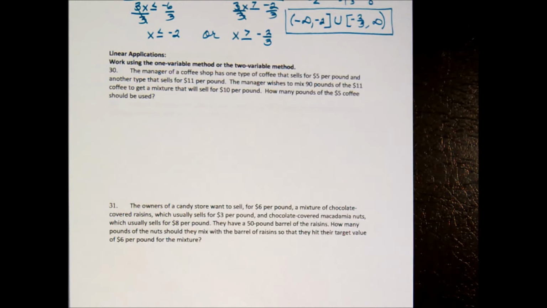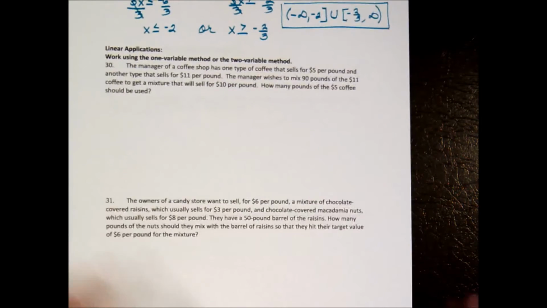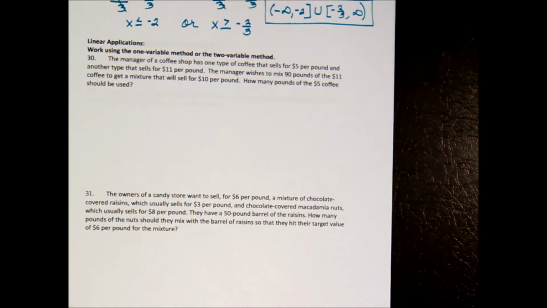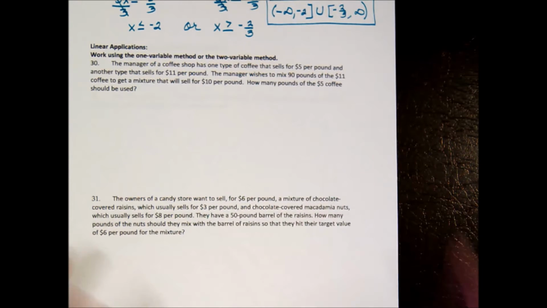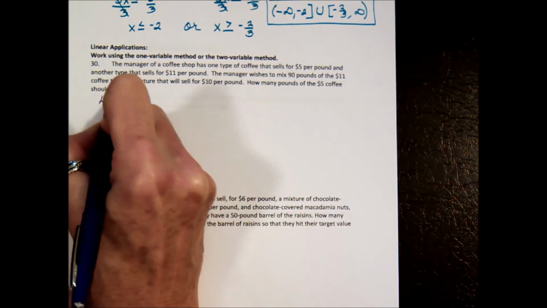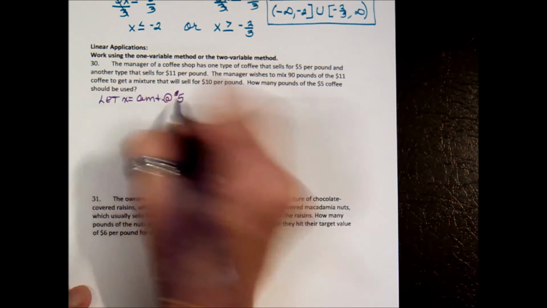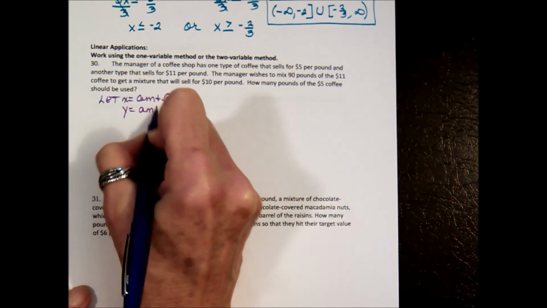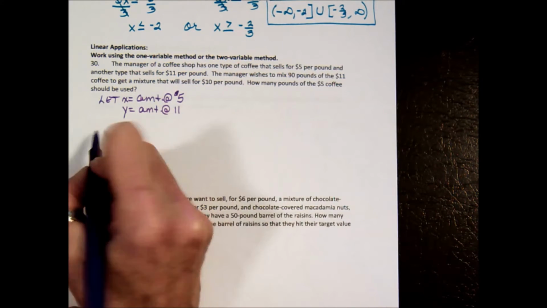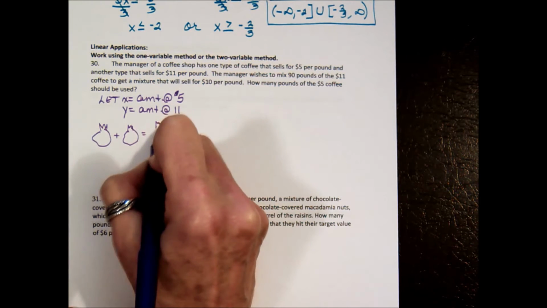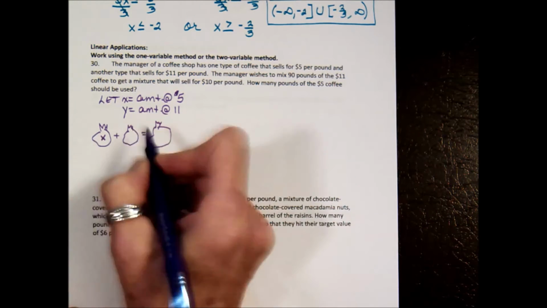All right, let's look at some application problems. And most of these are mixture. So it says the manager of a coffee shop has one type of coffee that sells for $5 a pound and another type that sells for $11. Before I go any further, I'm going to say, let X equal the amount at $5 and Y is the amount at $11. And I'm going to draw myself a little picture. All right, so an amount here plus an amount here. Now I can finish reading.